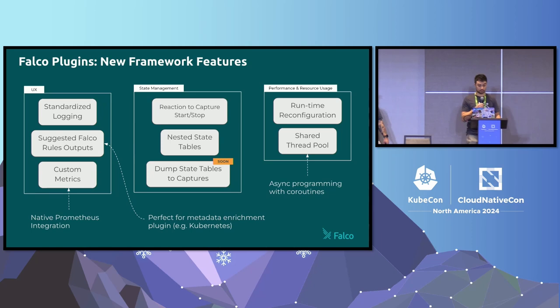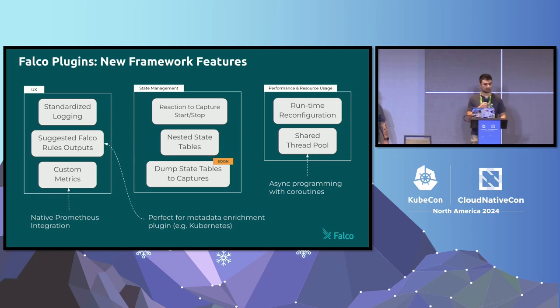Plugins are now also first-class citizens when it comes to state management inside Falco. Again, for context, while Falco processes system calls from the kernel, it maintains an internal approximation of the state of the machine in terms of which processes are running, which containers, and which files are being opened at a certain moment. Plugins have been able to access that for a while, but now they can also react when a capture has been started or stopped, in order not to waste resources.